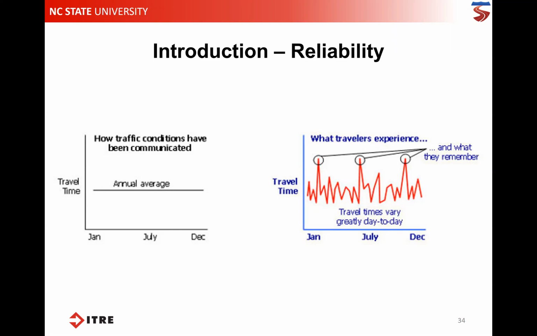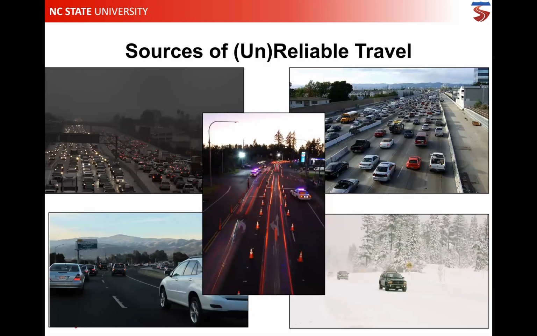In fact, what the user remembers are not the good days. They usually remember the days where things are not too good. And therefore, at least from a reliability perspective, it is important to characterize that variability in travel time, or the distribution of travel time. And that distribution really enables us to characterize what reliability is.